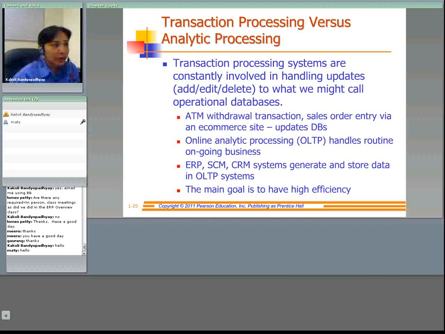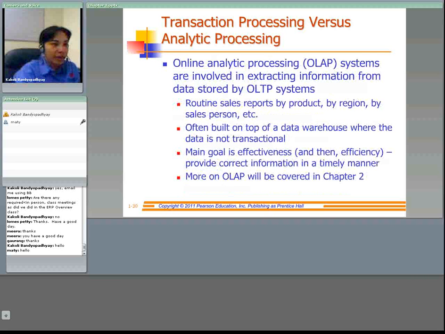Then OLTP reports provide information about a particular transaction. For example, who purchased a particular product? That's OLTP. As opposed to OLTP, OLAP, or online analytical processing, involves the use of information systems to analyze historical data obtained through ongoing business activities for decision making.